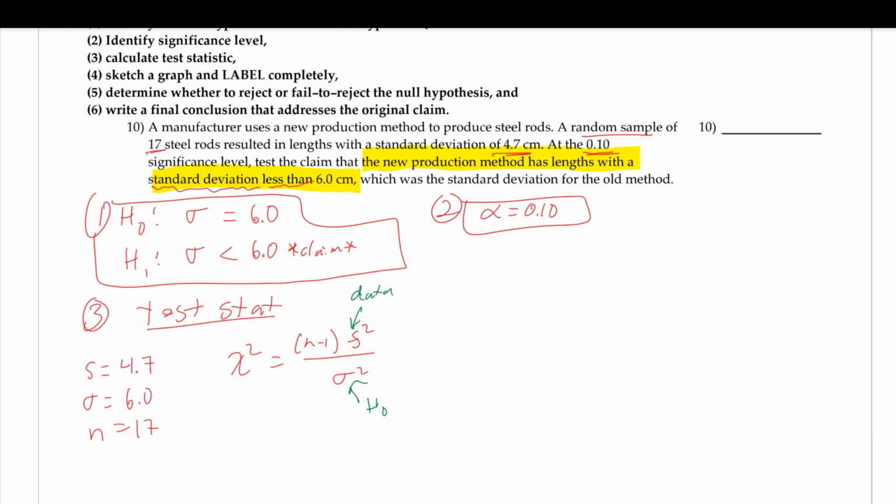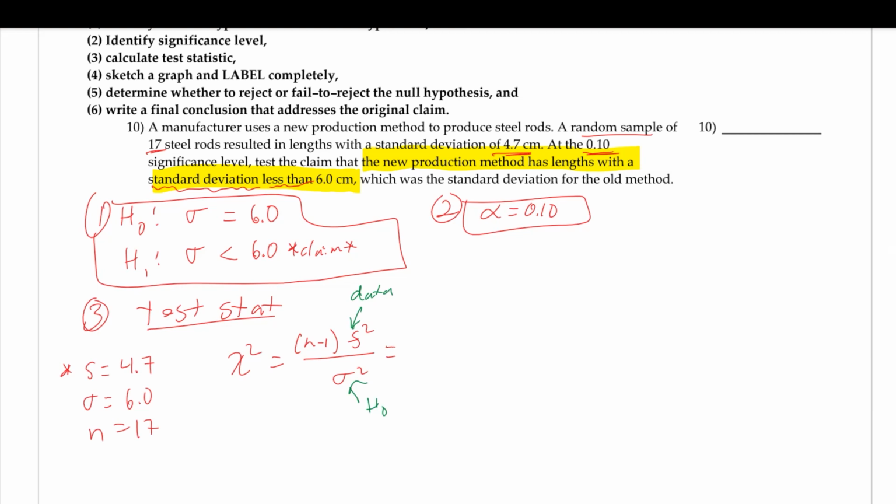All right, so the claim is that the true standard deviation is less than 6.0. Our sample suggests that it's 4.7. So far so good, right? We're in the direction that it's less than 6.0, but unless we actually do the test and come up with the p-value, we don't know for sure.